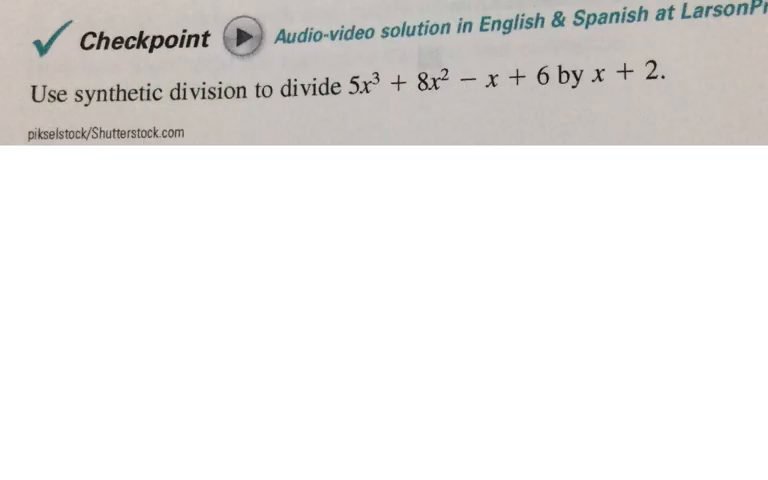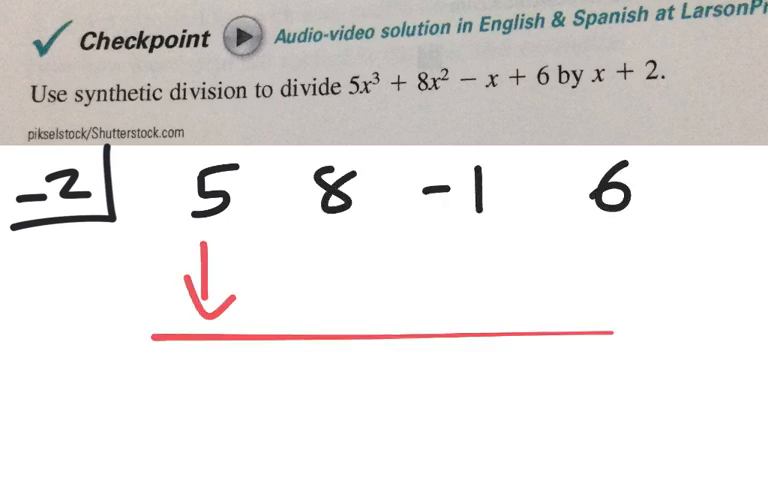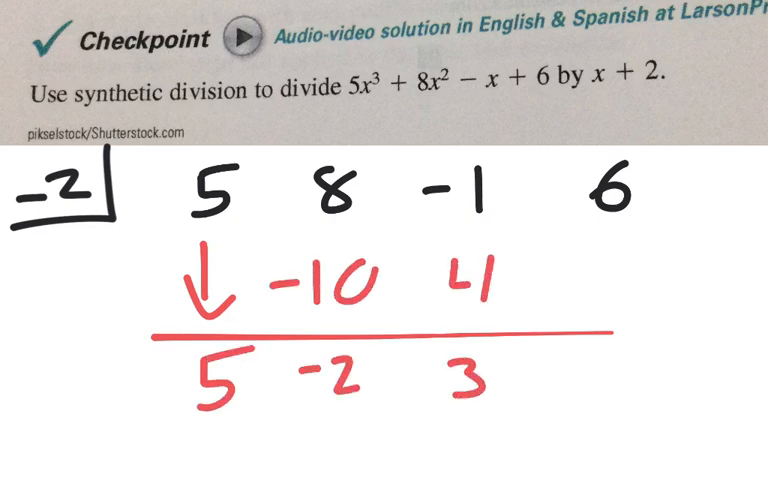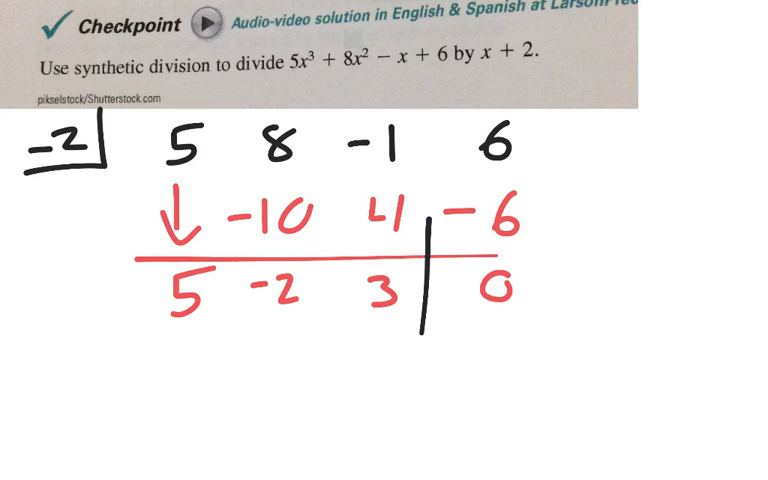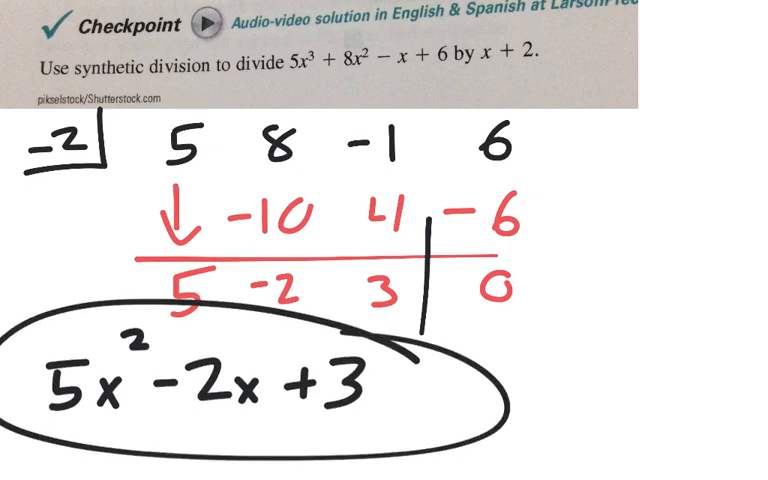So hopefully you've got this one done by now. Again, I'm not very good at talking when I do this. So this time my remainder is 0. So I'm left with 5x squared minus 2x plus 3. When I do the division.